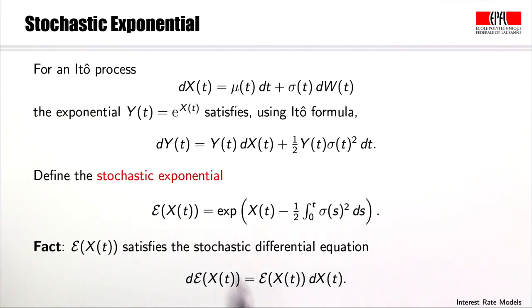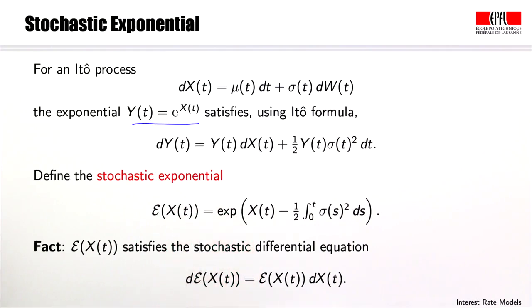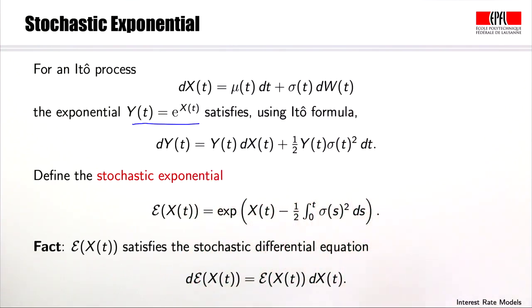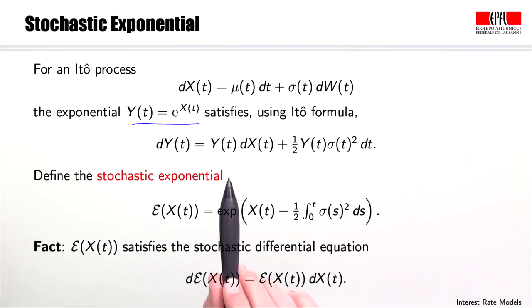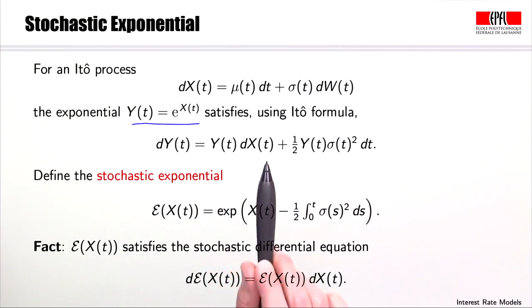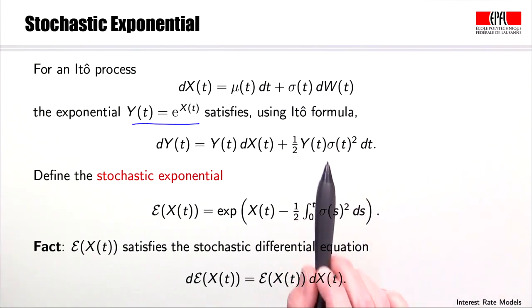As an example of Ito's formula, let's look at the exponential function applied to an Ito process x, which is given in differential notation here. The decomposition of e to the x is given by the sum of the derivative of e to the x, which is e to the x itself, dx, plus the second order correction term, which involves the second order derivative of the exponential function, which is again the exponential function itself.